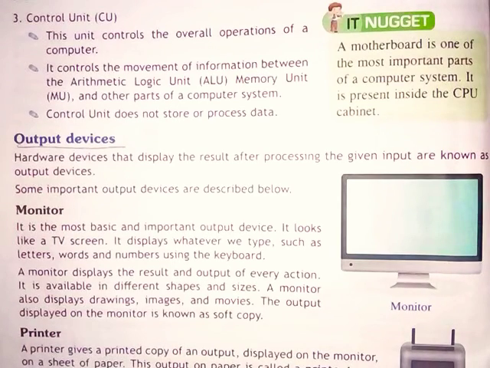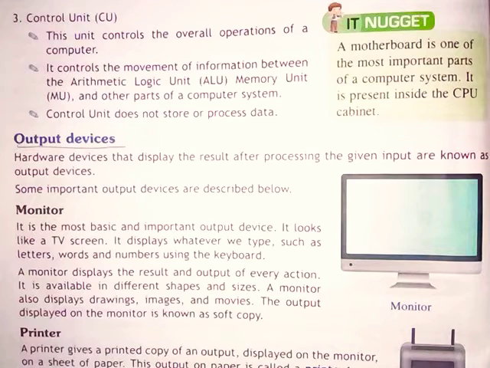Output devices. Hardware devices that display the result after processing the given input are known as output devices. Some important output devices are described below. Monitor. It is the most basic and important output device. It looks like a TV screen. It displays whatever we type, such as letters, words, and numbers using the keyboard.